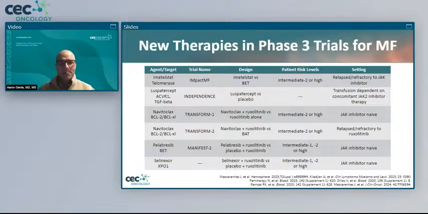There's also an ongoing trial with selinexor, which is a cell export inhibitor already approved for myelofibrosis, but has shown early activity in myelofibrosis. So there's a couple of large ongoing trials with selinexor that we all have our eyes on.